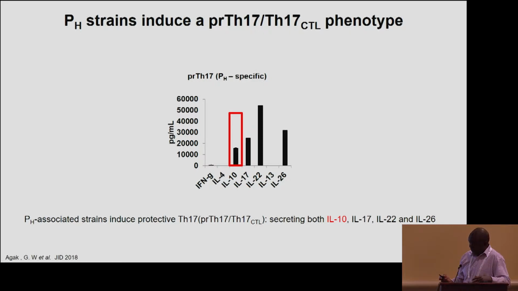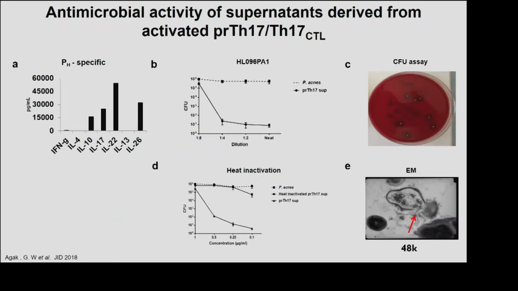And what we decided to do next was to see if we activate these clones and get the supernatants, can these supernatants kill P. acne in vitro in CFU assays? And just to share with you the data here, when we do these CFU assays, we see that supernatants derived from these protective Th17 cells are able to kill P. acne. And you can see more than a 5-log reduction in the CFUs.